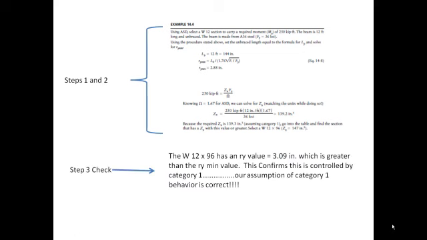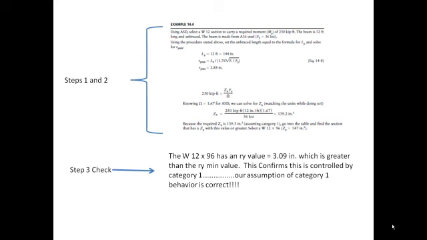Let's look at this 12 by 96. We know it has the proper plastic section modulus. It has an RY value of 3.09 inches. That RY value is above the RY minimum value, and that confirms that we are in fact a category 1 type of beam. So our behavior is correct.